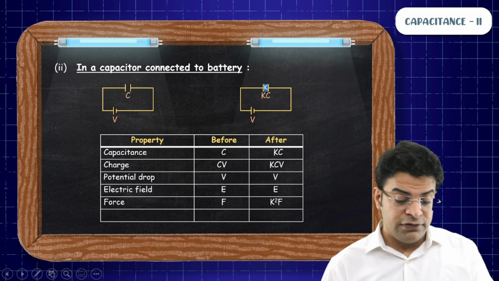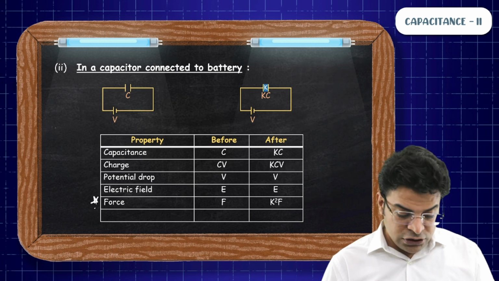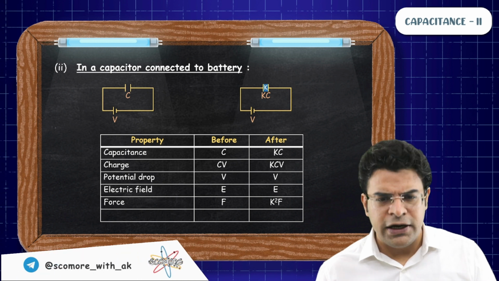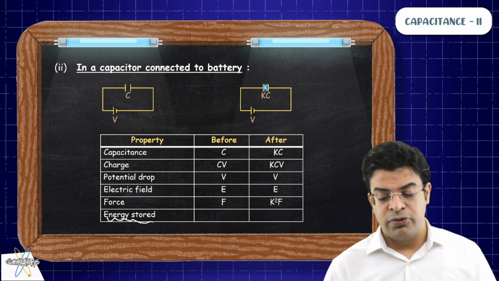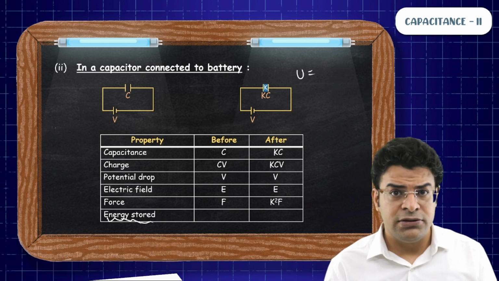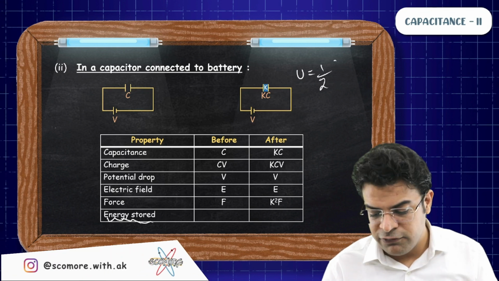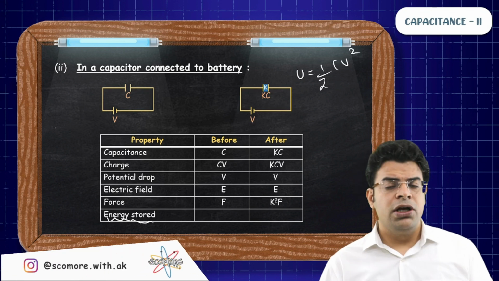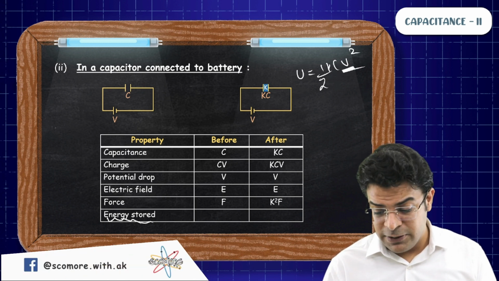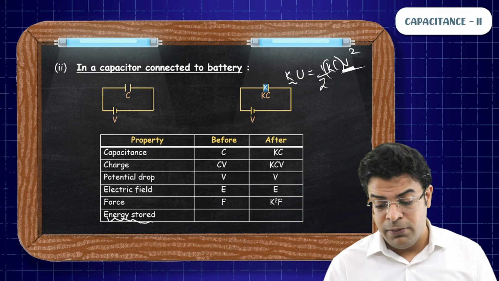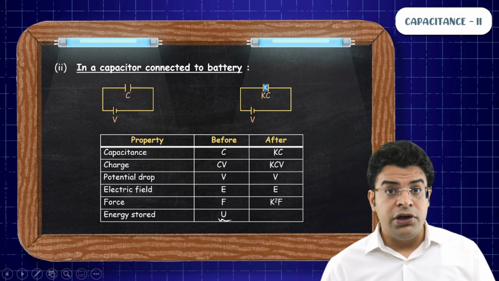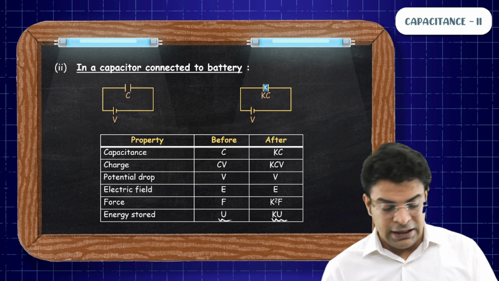Students do this one also wrong all the time. So focus on this one and its argument. Now comes the last one, which is quite easy. What happens to the energy stored? This time I will compare using the energy stored between the plates of the capacitor to be half CV square. So since the potential drop is the same, but the capacitance becomes K times, the energy stored will become K times. So if the original energy stored was U, the new energy stored will be nothing but KU.